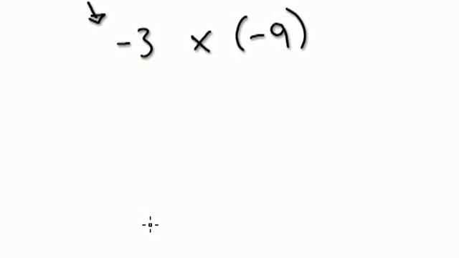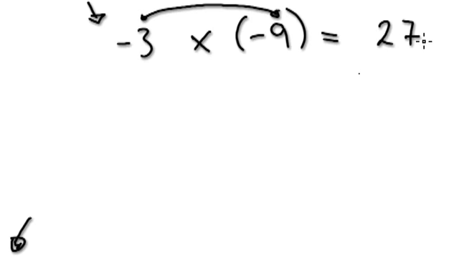So here, okay, so what is minus 3 times minus 9? What is that? So press pause and have a go. Okay, so 3 times 9, which is 27. Okay, now because there's a minus here and a minus here. Two minuses, that would be a positive. So it would be 27.